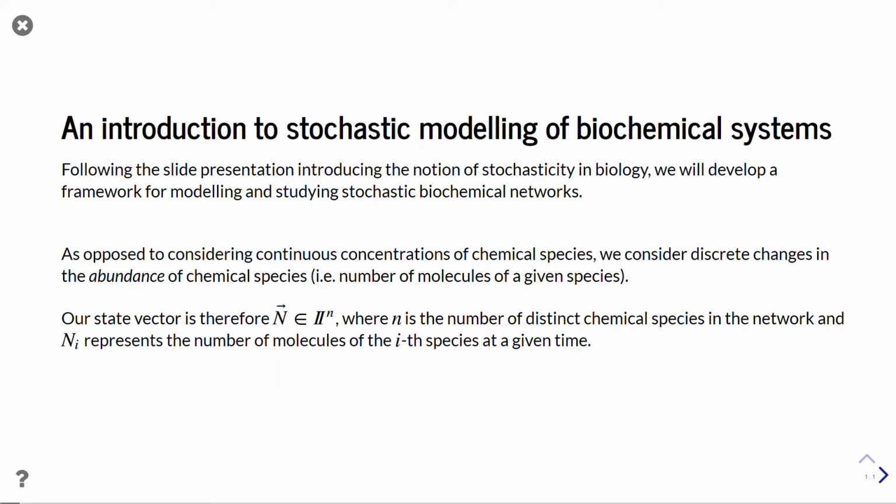As opposed to considering continuous concentrations of chemical species, as we did in our deterministic modeling, we now consider discrete changes in the abundance of chemical species, that is, the number of molecules of a given species. Our state vector is then the vector n in Z^n, where small n is the number of distinct chemical species in the network, and n sub i, the ith component of the state vector, represents the integer number of molecules of the ith species at a given time.